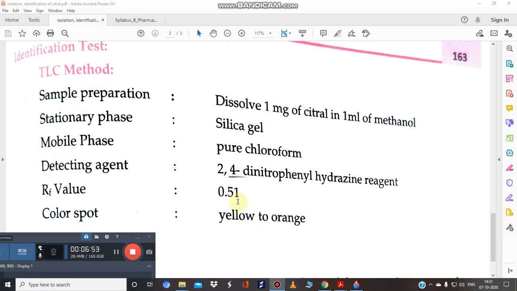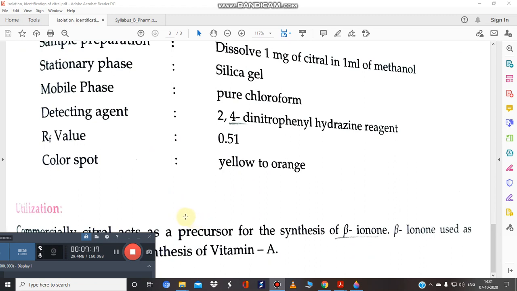This is 0.51 when we use this stationary phase and this mobile phase. It may vary depending upon the stationary phase or mobile phase. We cannot say that it has only a 0.51 Rf value. No, it may vary when we change our mobile phase or stationary phase. It shows a colored spot that is yellow to orange in color.